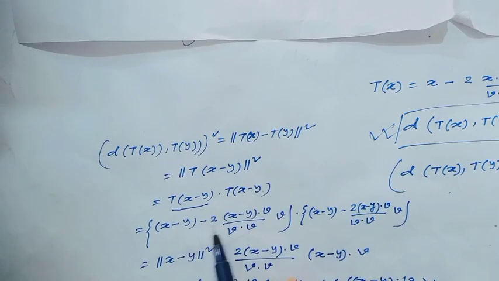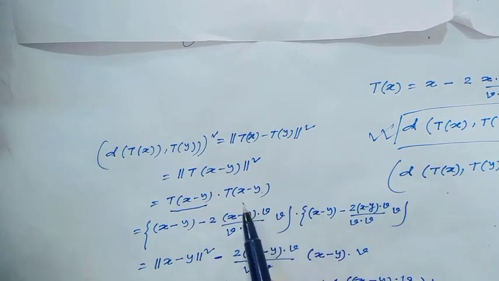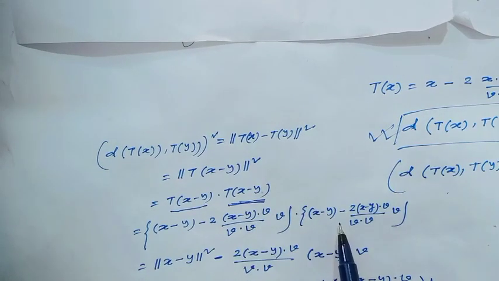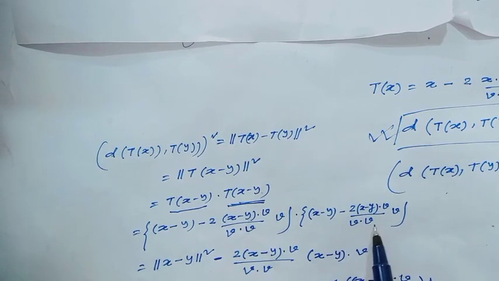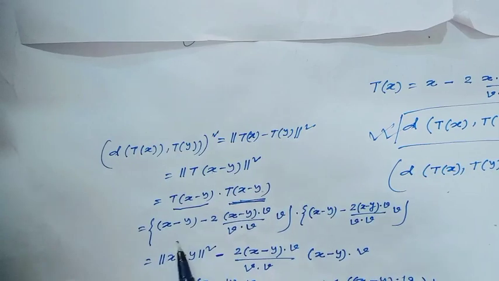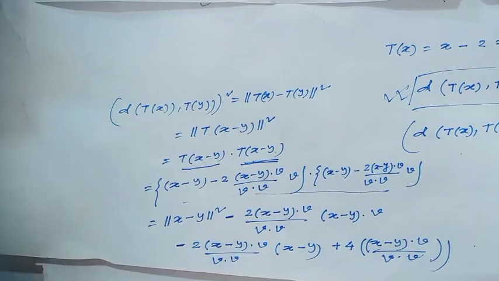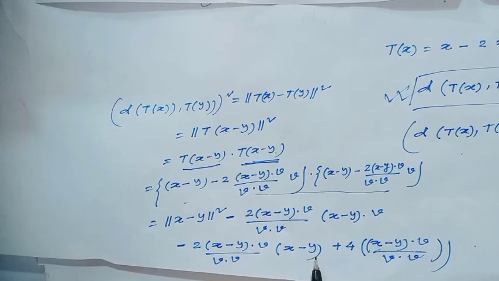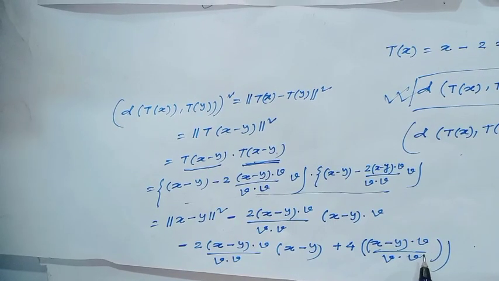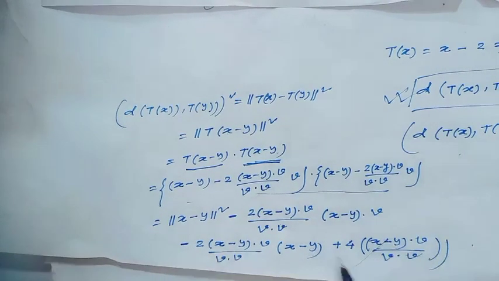x − y − 2 (⟨x − y, v⟩ / ⟨v, v⟩) v. Here t(x − y) means x − y − 2 (⟨x − y, v⟩ / ⟨v, v⟩) v. Now after calculating, this value would be ||x − y||² − 2 (⟨x − y, v⟩ / ⟨v, v⟩) ⟨x − y, v⟩ + 4 (⟨x − y, v⟩² / ⟨v, v⟩), and this would be omitted.